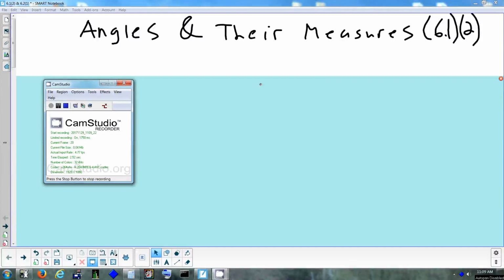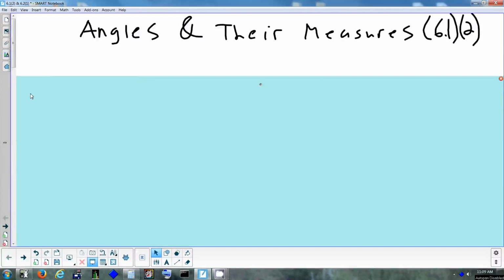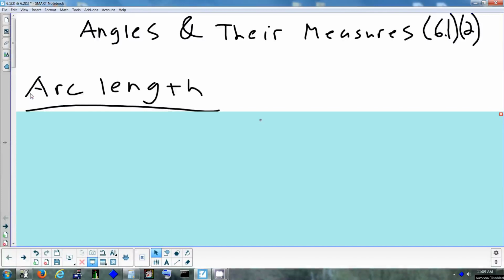Okay, so let's take a look at the last part of section 6.1. And there's two things in it. One of them is arc length. So we're going to look at a formula to find the length of an arc. And the other thing that's in it is what's called angular velocity, which basically means the speed of something spinning that moves in a circle. You can measure it in like RPMs or something like that.